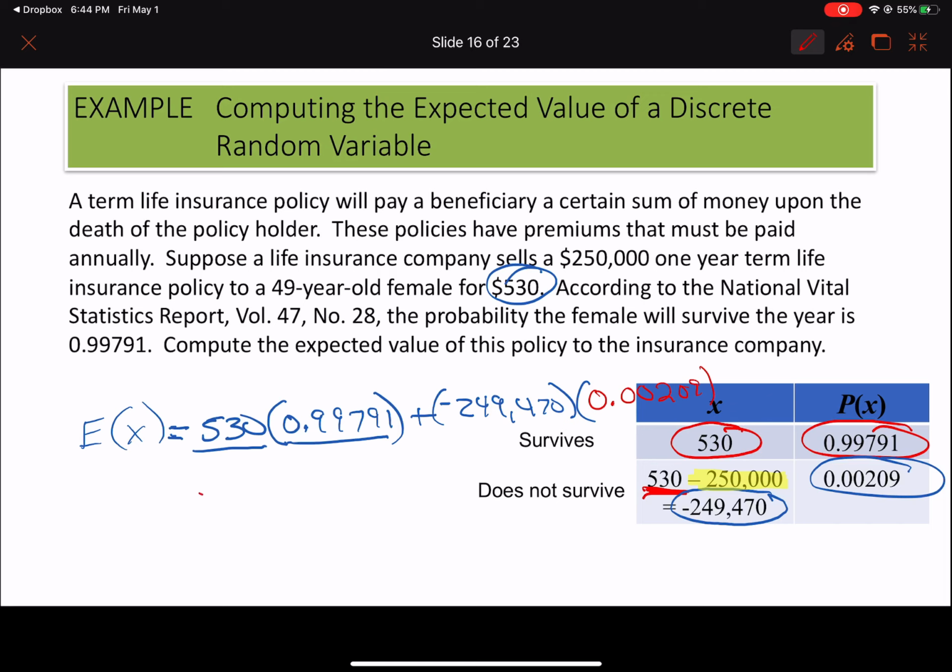So that comes to $7.50. Basically, with all of the 49-year-old women that they're going to sell this to, they expect to make $7.50 off of each policy.